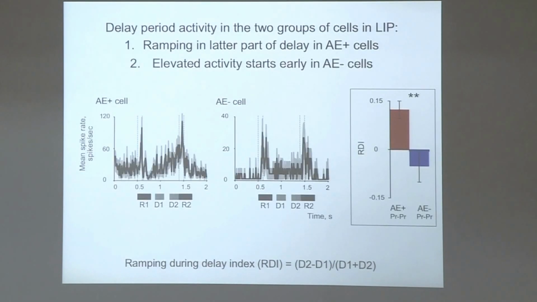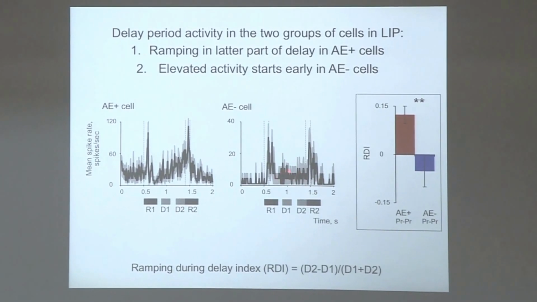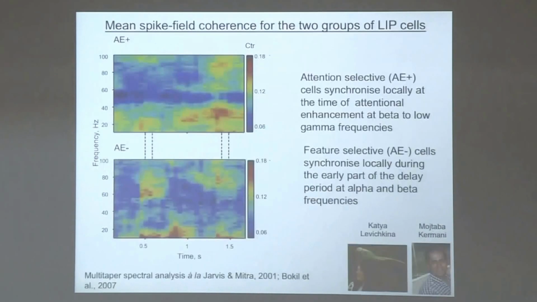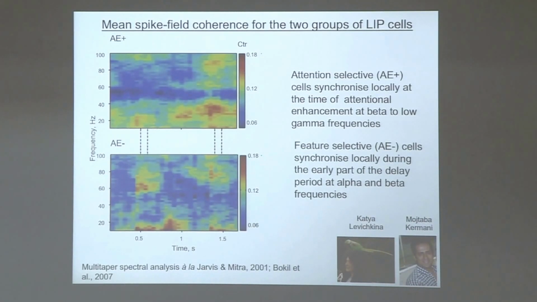Okay. Now we also find that this ramping up that you see here before the second stimulus, which almost ends up in the increased attention enhancement, in the attention enhancement plus cells, right? It doesn't have much activity early on, but the other group of cells seems to have higher activity here. This is the ramping during delay index. This ramping index is very high here, but not here. But here, what we find is that, I haven't got the slide here, but you have significant activity just immediately after that first stimulus, okay? And we also find that these attention enhanced cells also show a lot of local synchrony. This is synchrony which probably helps the MT cells to be facilitated, okay? Whereas the feature selective cells do not show such local synchrony, right?